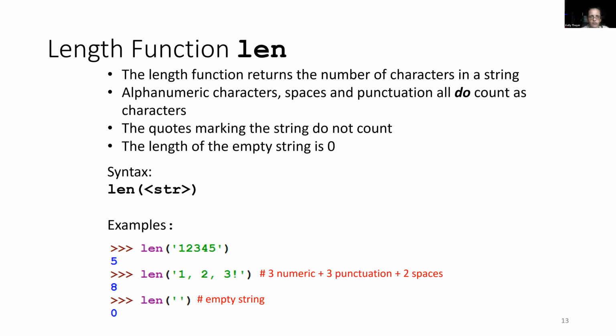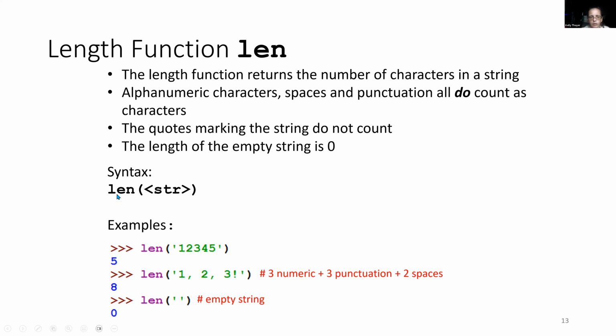So there is the length function called len. The length function returns the number of characters in a string. Alphanumeric characters, spaces, and punctuation all do count as characters, but the quotes on the outside do not. And there is also such a thing as the empty string. That's just 2 quotes with nothing inside, and the length of that is 0.